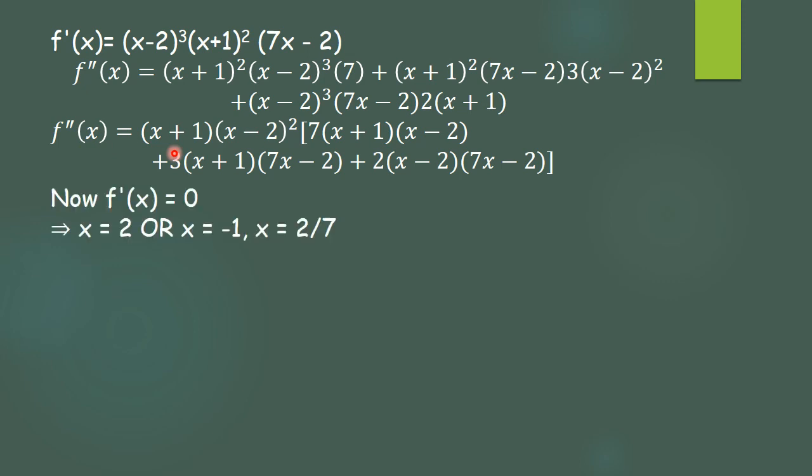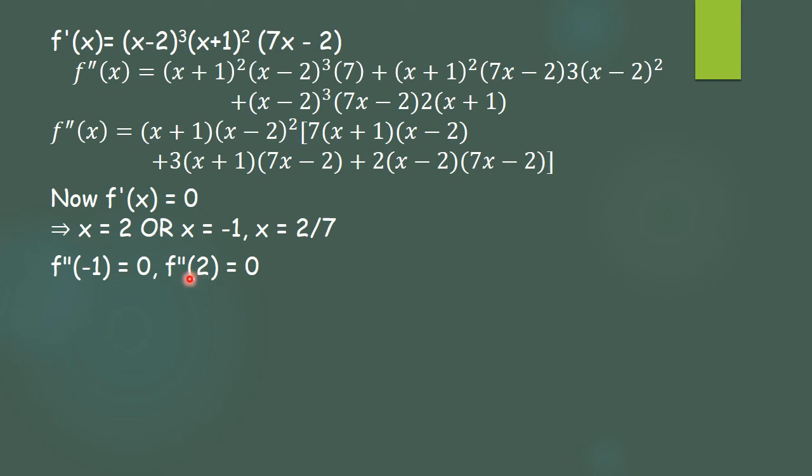Now first, f dash of x is equal to 0. As f dash of x is equal to 0, we get (x minus 2) cube (x plus 1) square (7x minus 2) is 0. So either x will be 2, or x is equal to minus 1, or x is equal to 2 by 7. Now we will calculate the second order derivative for first, minus 1. f double dash of minus 1: when we replace x as minus 1 here, this becomes 0. So 0 multiplied by any number is 0.